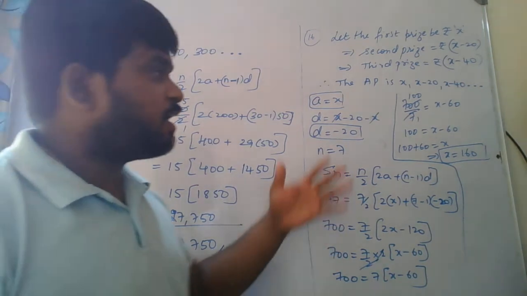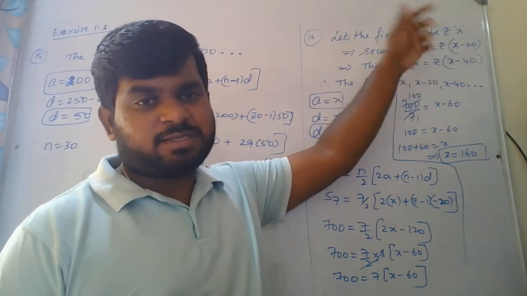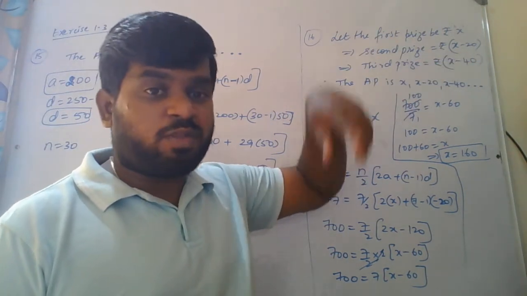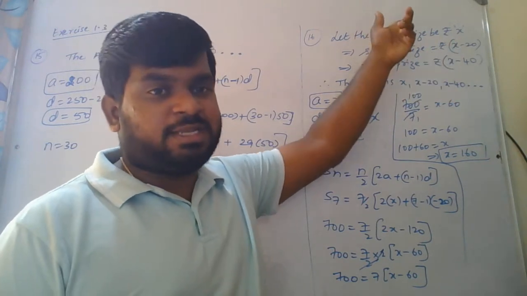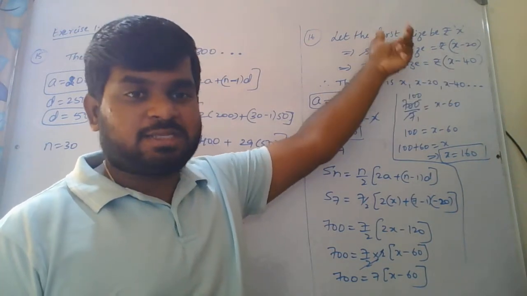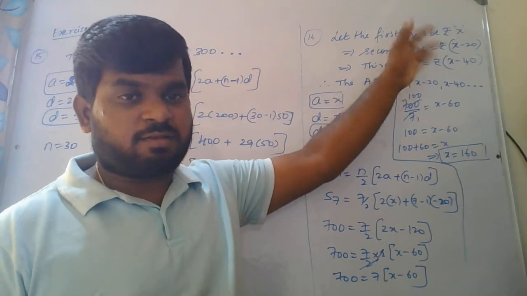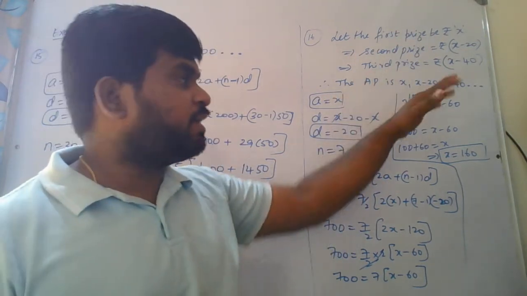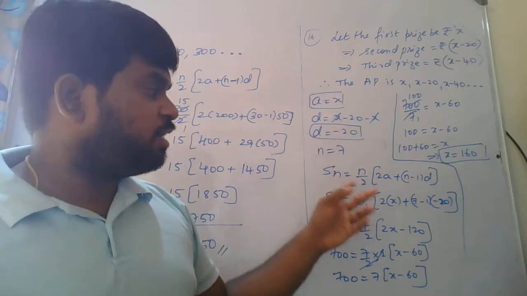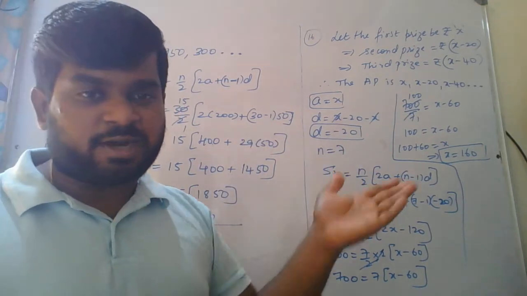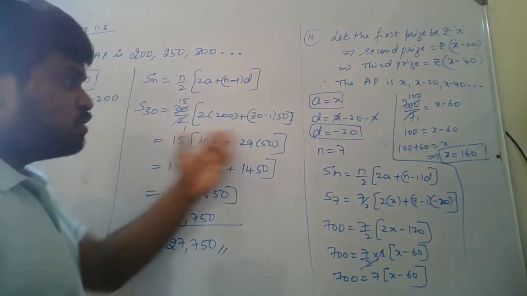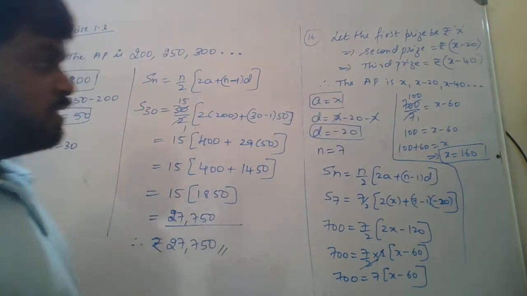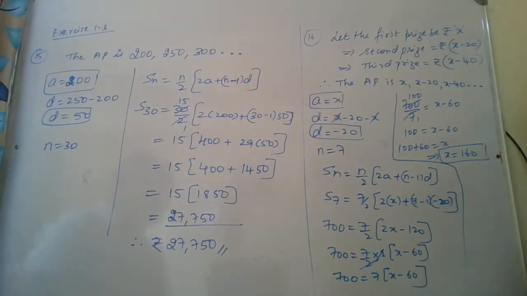So let's repeat it again. I took the first prize as X. We don't know what the first prize is, but we know that the second prize is 20 less than the first. The third is 20 less than the second. The fourth is 20 less than the third. We know that, so we got an AP. Find A and D. There are 7 cash prizes, so N value is 7. If I add everything, it will give you 700 because 700 is divided into 7 parts. So substitute in the formula, you will get the answer. Okay. This is the 16th question.